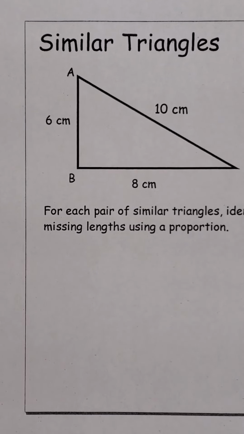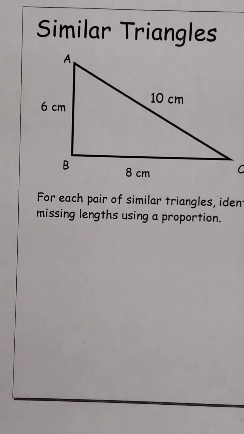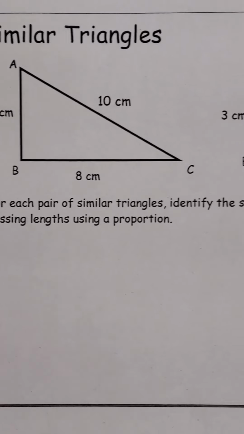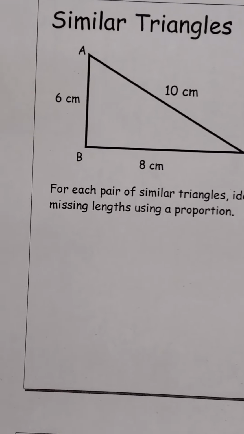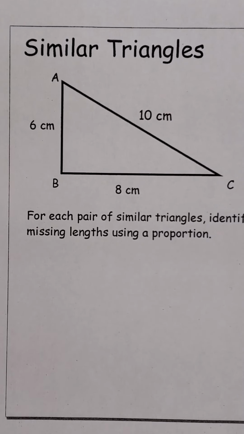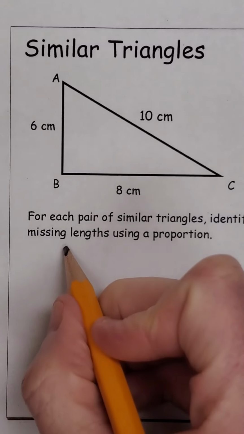Welcome to Similar Triangles. This is where we're going to be looking at similar triangles and calculating missing dimensions. You can see there's one here and one over there. It says for each pair of similar triangles, identify the similar triangles and calculate the missing lengths using a proportion. So the first thing we need to do is pick how we want to label this triangle, right?